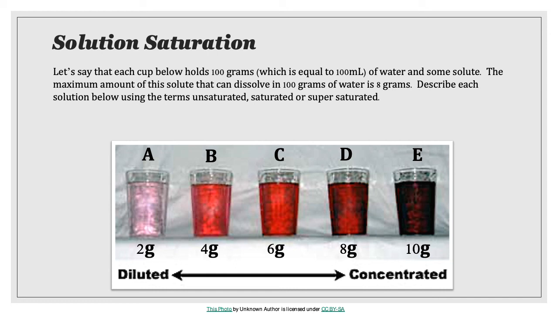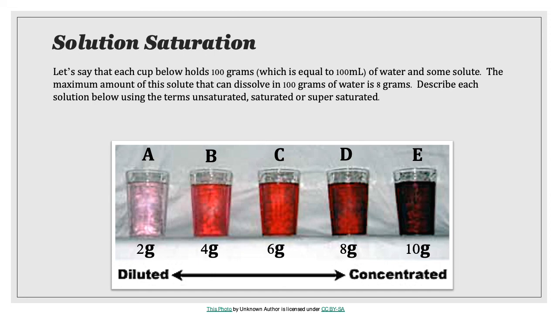Okay, so cup A. We know that we could potentially have 8 grams of our solute dissolved in here, but we only have 2 grams. So we could potentially add 6 more grams to this before we reach our saturation point. So A is going to be an unsaturated solution. B has 4 grams of the solute dissolved in it, but again, we could potentially have 8 grams, and so we could fit 4 more grams in here. And so this is also going to be an unsaturated solution.